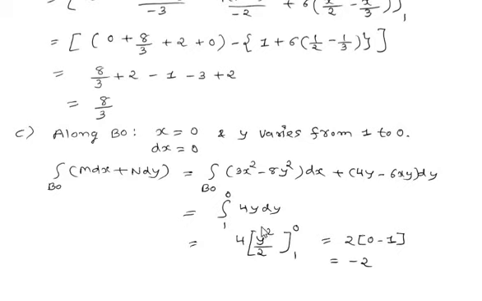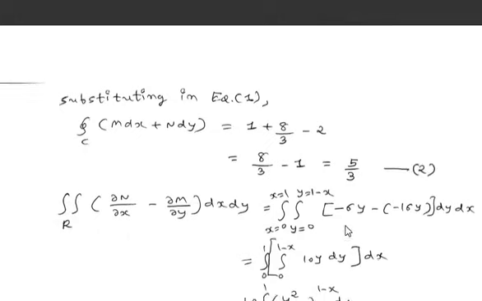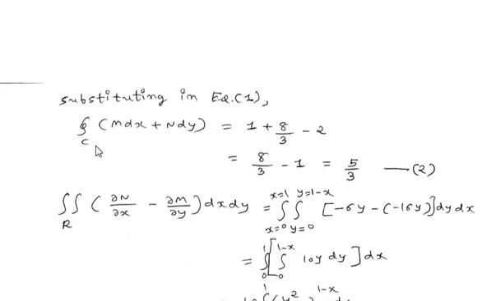Now the integration of y is y square by 2, the upper limit is 0 and the lower limit is 1. So it will become 0 minus 1, and 4 by 2 is 2. So the result is minus 2. Now the integration of M dx plus N dy along the closed curve C, that is along the path OA, then AB, and then BO. Adding all three results, we have pi by 3.